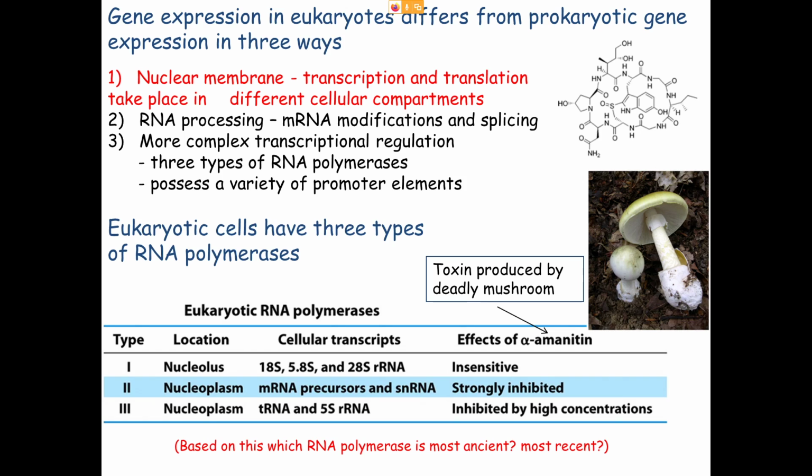Type 2 is a little different. It makes only one thing to itself, no other parts needed. It makes all the mRNAs and the associated small nuclear RNAs, which are used to splice the mRNAs, which we'll talk about later as well.